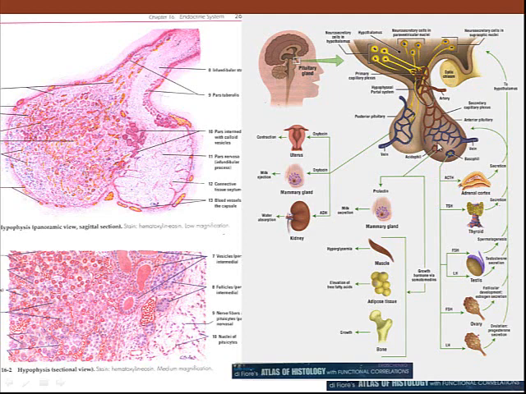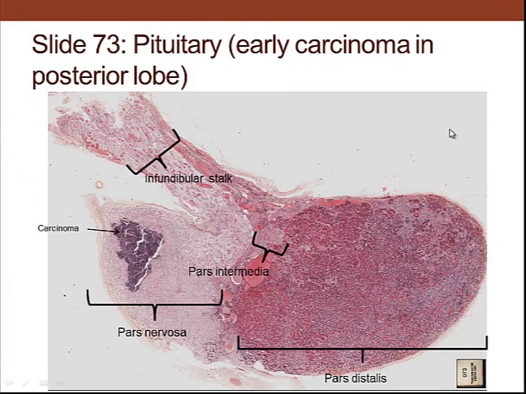In the pars distalis, there's a portal system. Releasing hormones are released in the portal system. It comes in through here, and then the second capillary network of the portal system feeds these cells or stimulates these cells to produce their hormones.